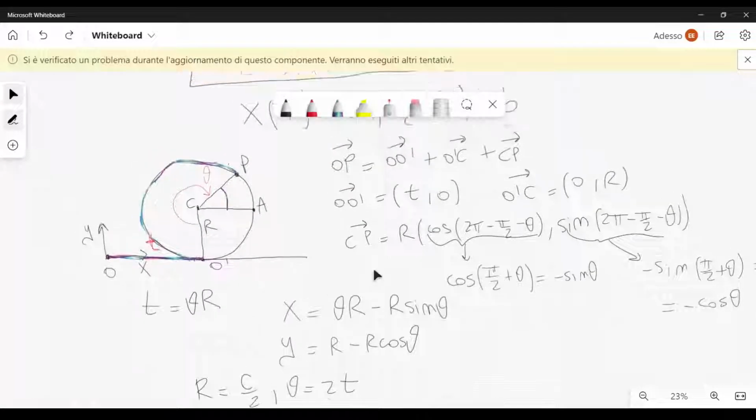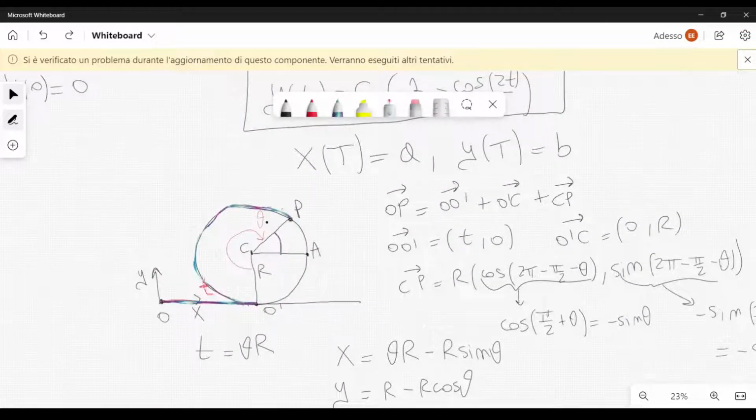So this is one way to think about the cycloid. It is generated by a circumference rolling on a plane like this. So that curve will be the path that the point P describes on the plane.